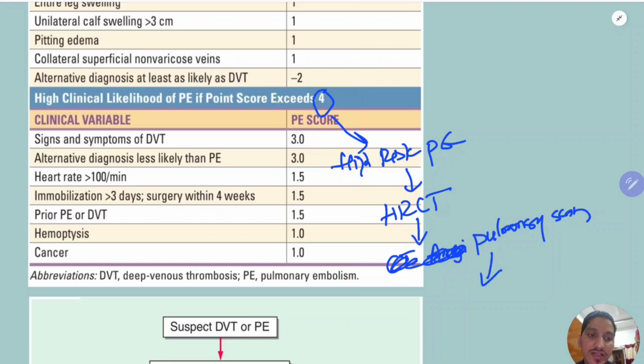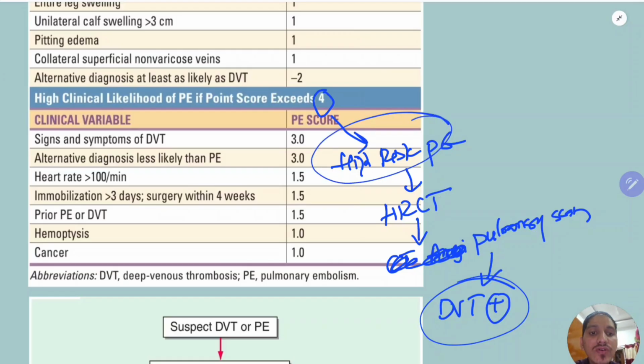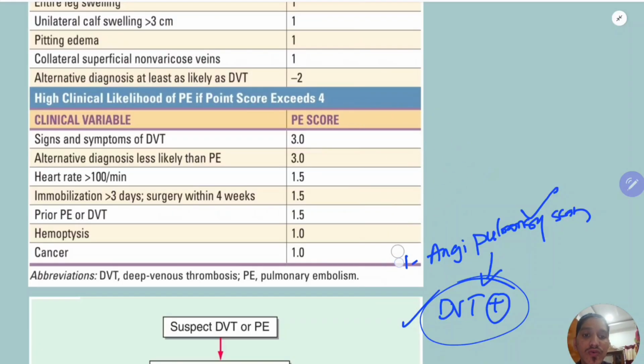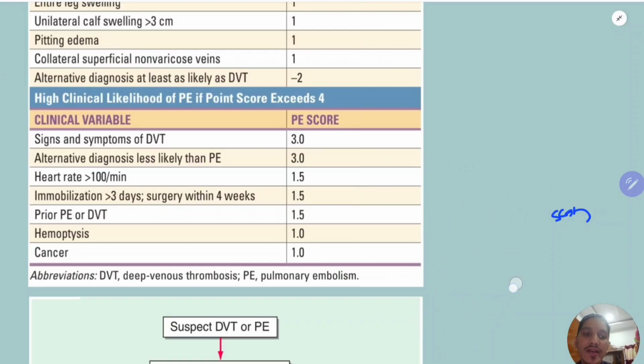And if you don't yield a result here also, and if DVT is present, then you will treat for pulmonary embolism also. High risk is there, but you have no signs in HRCT or pulmonary scan, and the only sign is that DVT is present along with high risk of pulmonary embolism, then you will treat for pulmonary embolism. So in case of deep venous thrombosis, Wells score matters more than your investigation.